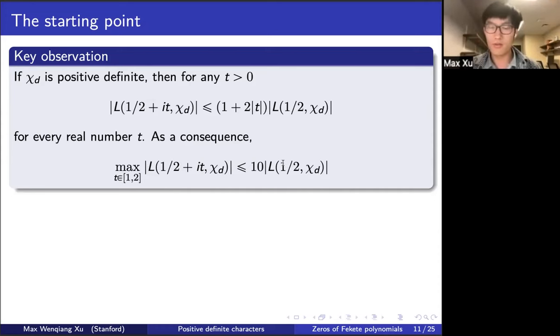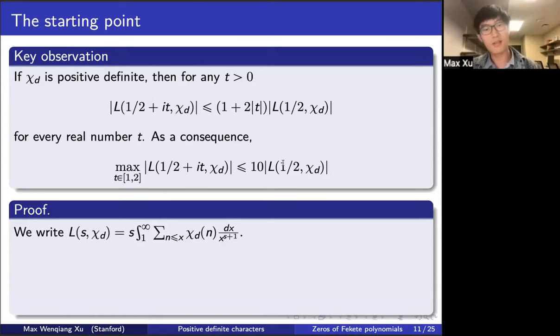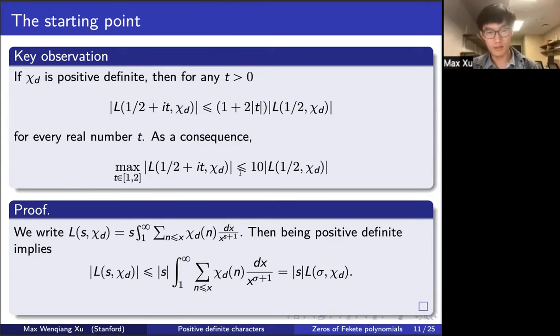How to prove this? This is very similar to the connection I mentioned previously, why being positive definite implies, for example, no zeros stuff. The proof basically uses just partial summation. There's nothing fancy here. You write your S(chi_d) in this way, and then being positive definite helps when you put absolute values everywhere, because the sum is non-negative, so there's no absolute sign. The value x to the s becomes x to the sigma, where sigma is the real part of s. So this quantity looks basically like L(sigma, chi_d). And the same thing is true not just for the half line, but for any sigma line. This proves the first line, and the second line is a trivial consequence.